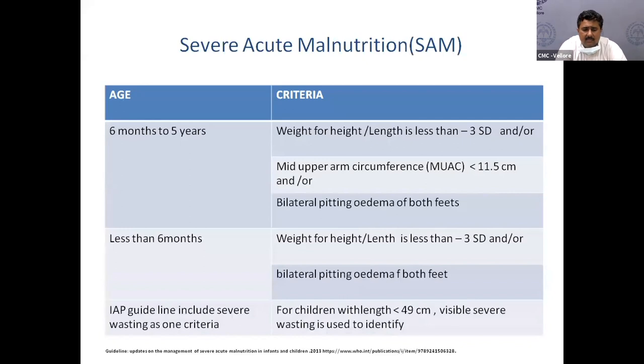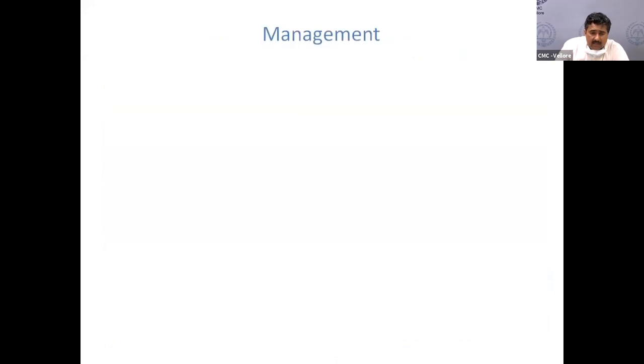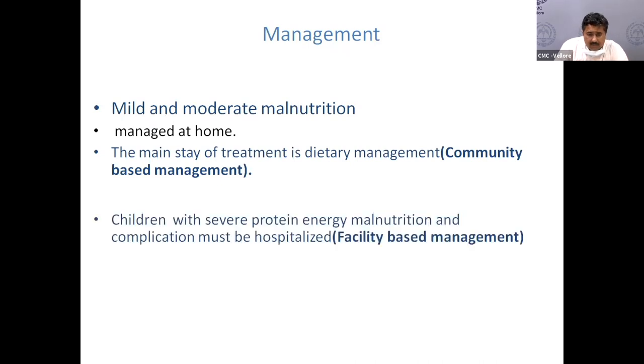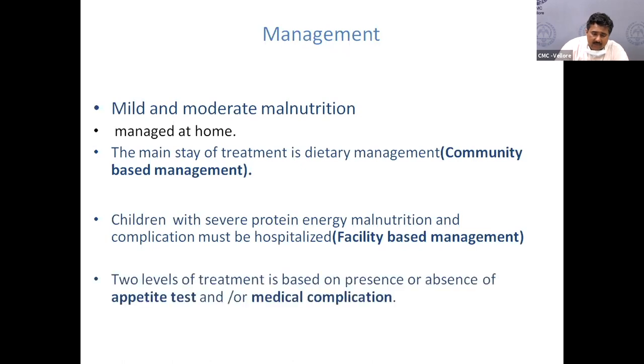So the WHO has put forward integrated management protocols for managing children with malnutrition. Mild to moderate malnutrition is mostly managed at home. Its mainstay of treatment is dietary management and community-based management. Children with severe acute malnutrition with complications must be hospitalized, and it's facility-based management. Usually these two levels of treatment are based on the presence or absence of the appetite test, or whether there are any complications or not.